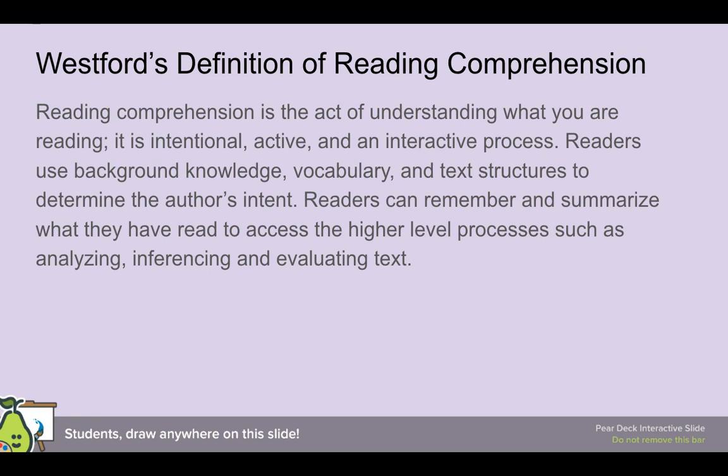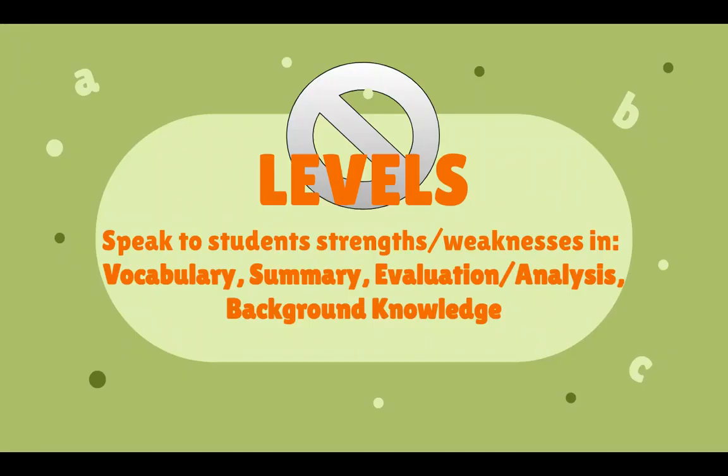Readers can remember and summarize what they have read to access the higher level processes such as analyzing, inferencing, and evaluating text. So this is our working definition so that we can develop a common language about discussing students' reading comprehension, with the goal of not labeling them as a level. So instead of describing a student as a level P or a level 38, we want to speak to students' strengths and areas of need in vocabulary, summary, evaluation and analysis, and background knowledge.